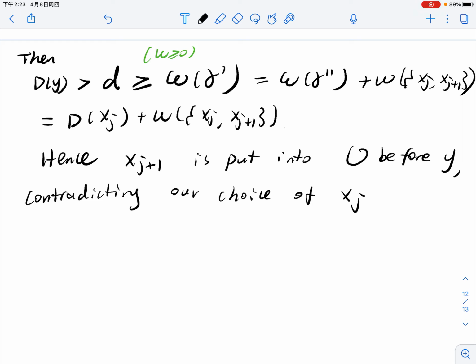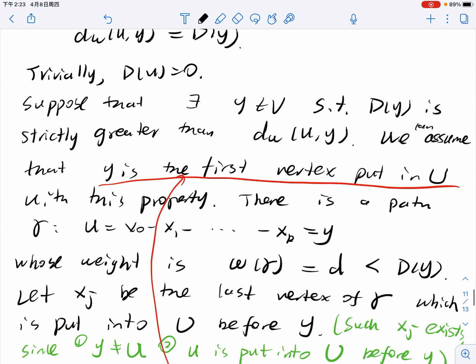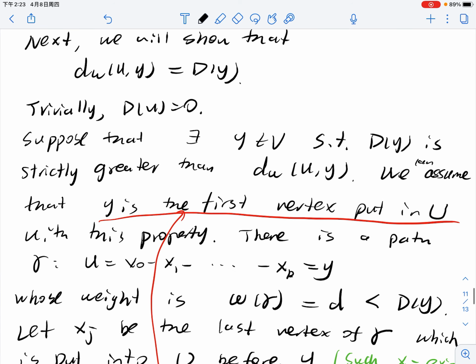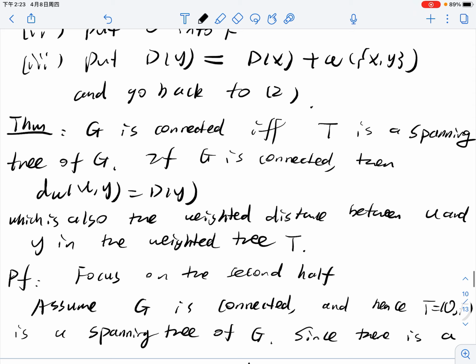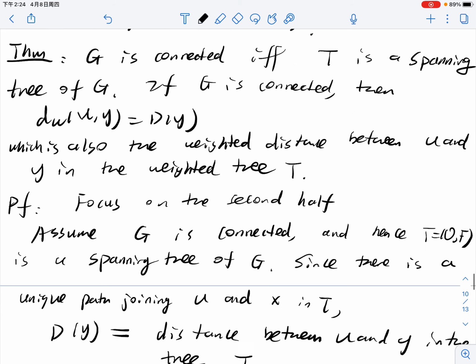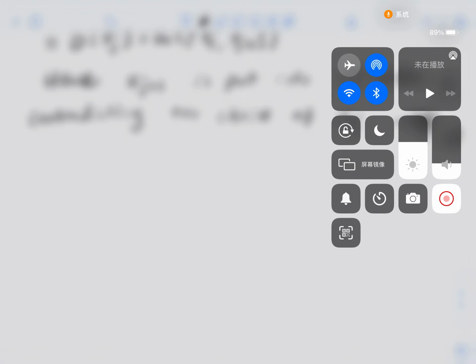So it's a contradiction, and our assumption that such a y exists is not true. So we showed that the resulting tree from Dijkstra's algorithm is always a distance tree, computing distance from the root point. Okay, I will stop here. Next time we will talk more about networks and flows.